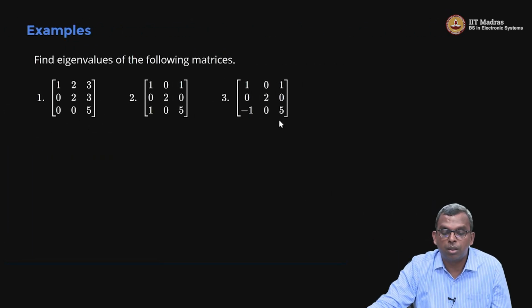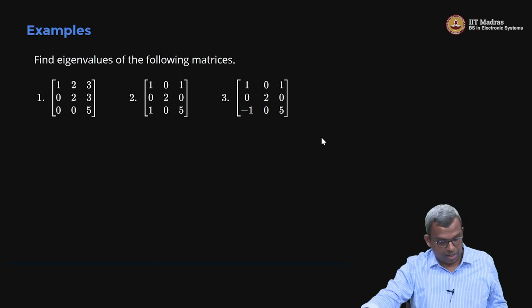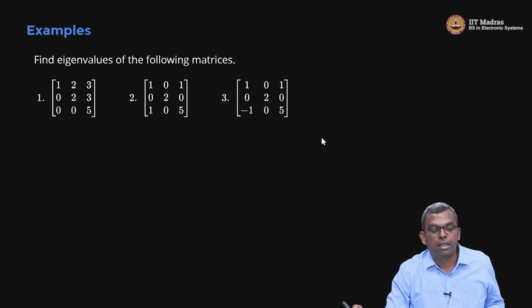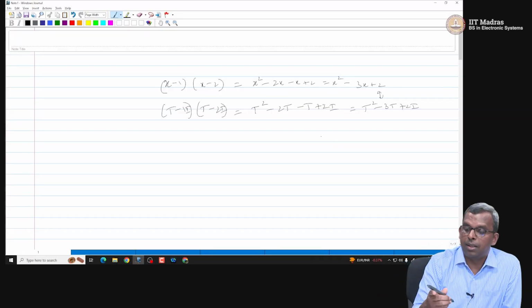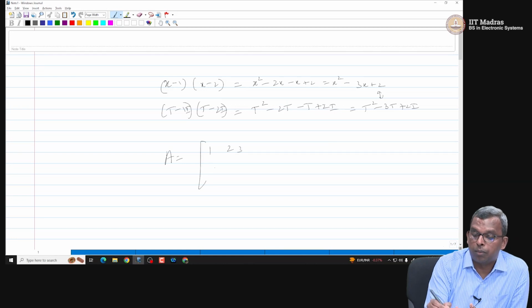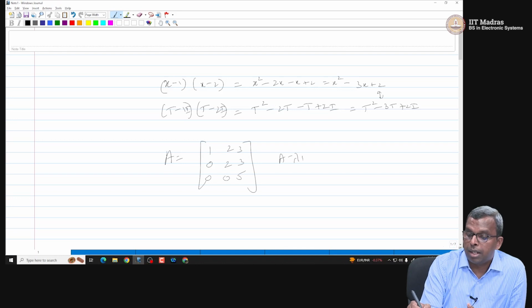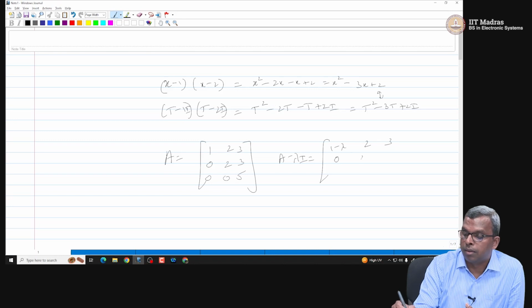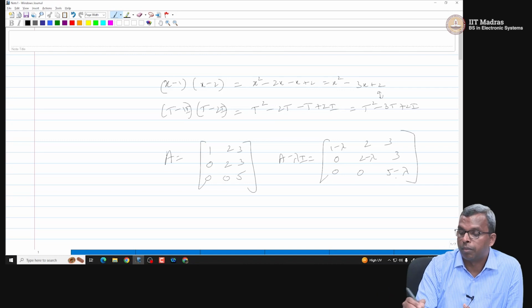Here are 3 problems. You can try each of these problems. Let's at least try one of them and see what happens. So let me try the first one, 1, 2, 3, 2, 3, 5. Okay, so it's actually very easy. Let's try this one. A equals 1, 2, 3, 0, 2, 3, 0, 0, 5. So A minus lambda I is 1 minus lambda, 2, 3, 0, 2 minus lambda, 3, 0, 0, 5 minus lambda. Or determinant A minus lambda I.